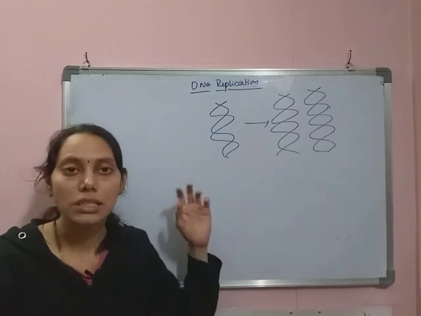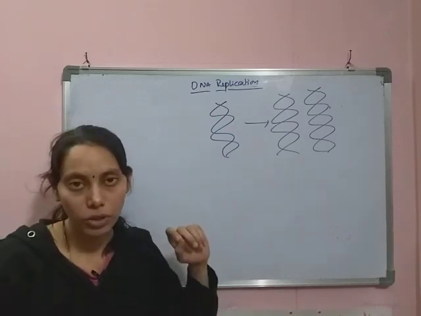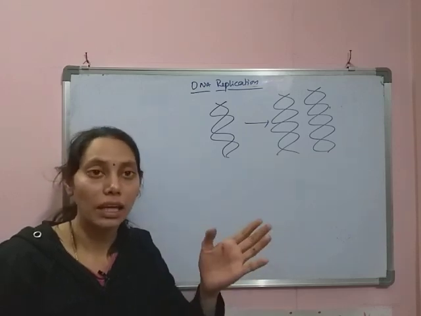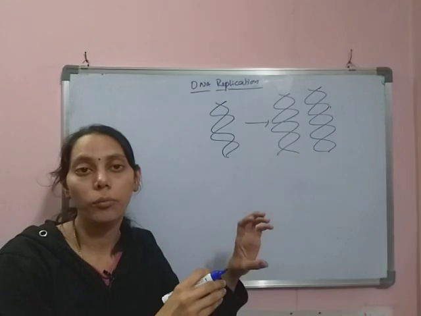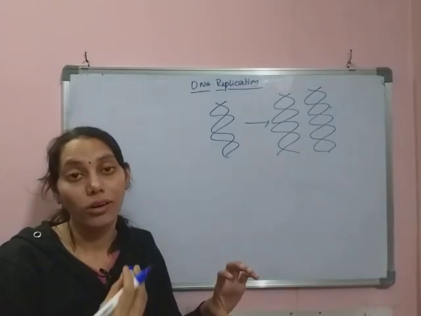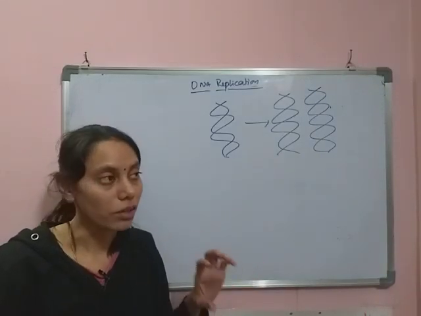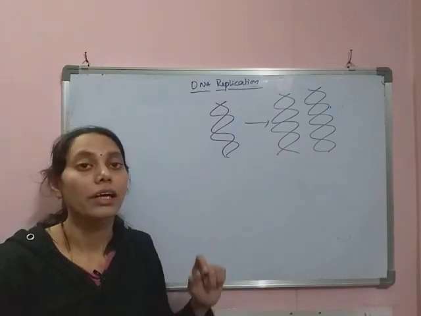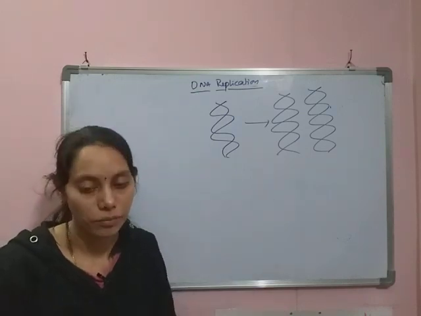Generally, during cell division, the genetic complement of the cell must be duplicated so that it can be given to the daughter cells equally, without any difference. That is why the DNA must be replicated.